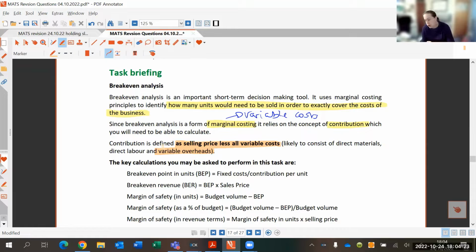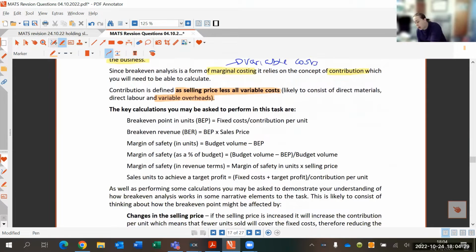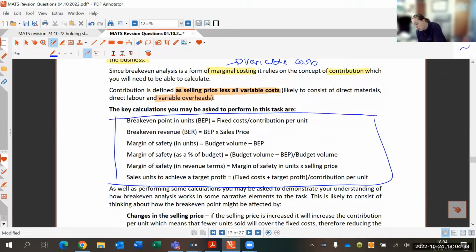Then I'll check if you know what you're talking about. You will be asked to complete and calculate a few different calculations to do this. And you've got them all here. This is quite a good box of information to remember. So you've got things like break-even point in units. That's usually the starting point where you're looking at what you've got in terms of fixed cost and divide that by the contribution per unit.